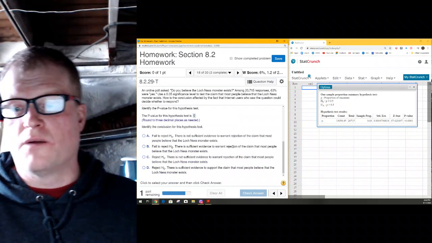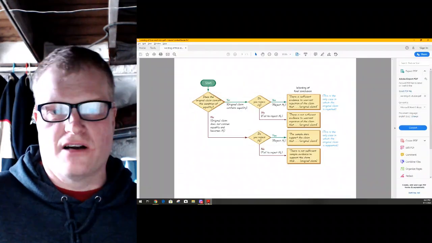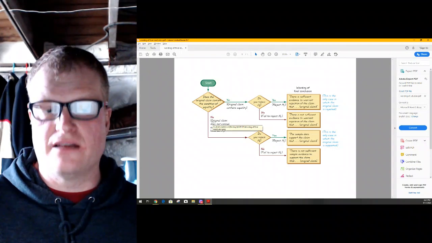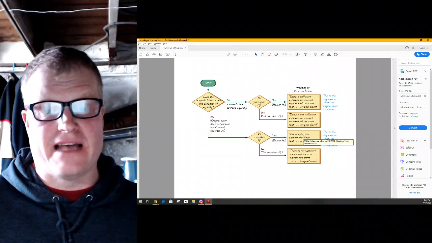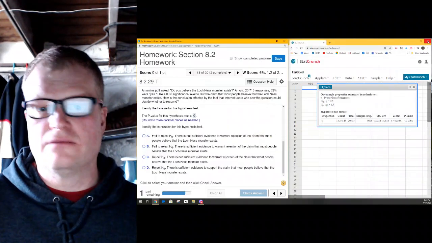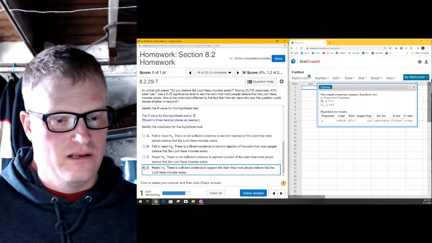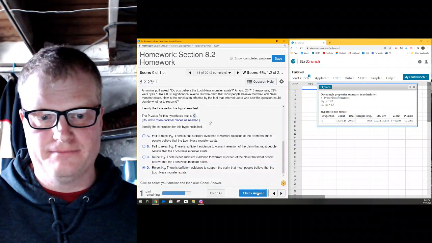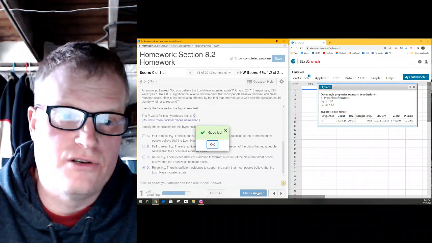And now, our p-value is way less than our alpha, so we're going to reject the null. We can go to our chart to figure out what we're going to do. Does the claim contain the condition of equality? No. Remember that it was strictly greater than. Do we reject the null? Yes, we reject the null. So the sample data supports the claim. We're going to be down in this territory right here. We reject the null. There's sufficient evidence to support the claim that most people believe that the Loch Ness Monster exists. And this is how you're going to do all of your hypothesis testing problems when it comes to a proportion.